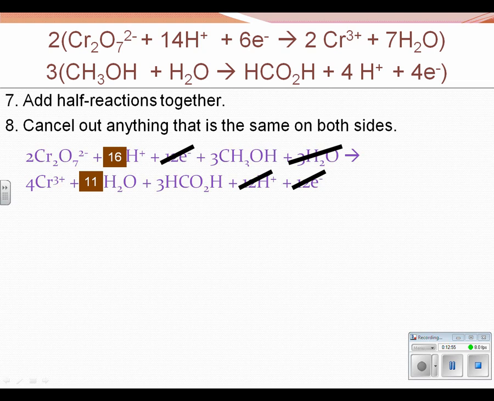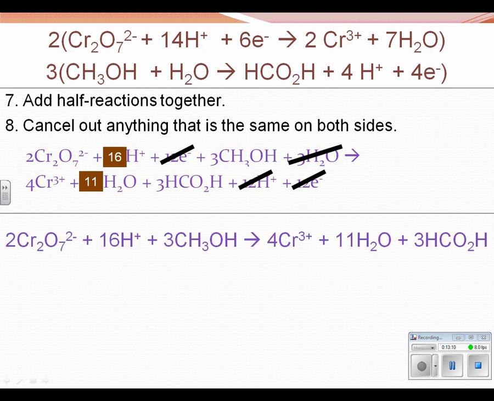After I've canceled everything and reduced everything as much as I could by subtracting and combining like terms, I'm going to go ahead and write out my final reaction. In your notes, it says number 9 is if the reaction occurs in a basic solution, add hydroxide to both sides to cancel out the hydrogen ions. You'll make water on the side with the hydrogen ions, cancel out water if necessary. So this is an acidic solution, so we're not going to worry about number 9 for this one.